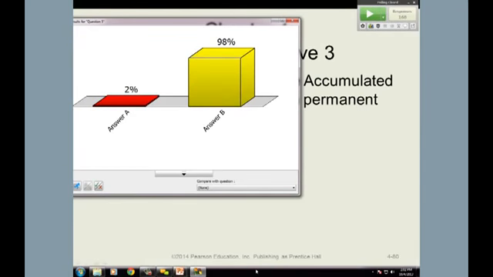Okay. All right, so yeah, B is correct, because depreciation expense is a temporary account, while accumulated depreciation is a balance sheet account, it's a contra asset account. So the answer, of course, is going to be B.